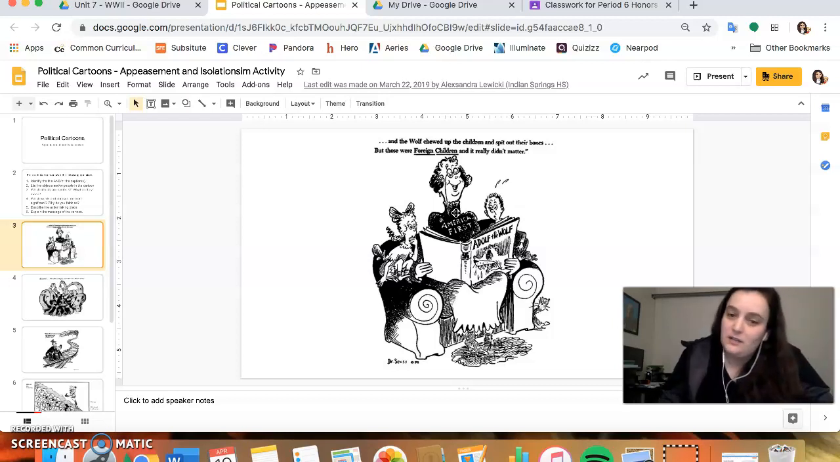Describe the action taking place. Well, clearly she's reading a book. She's reading about it. Remember, no internet back then. They used the newspapers. Explain the message of the cartoon. What do you think the message is from the caption and the book and the little kids? Adolf Hitler will chew up, spit out, it's a metaphor clearly, destroy foreign children because he thinks they don't matter.